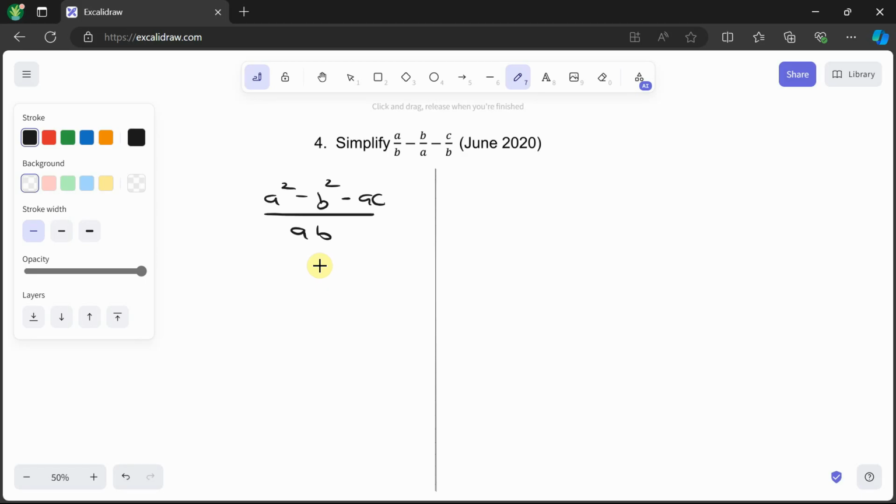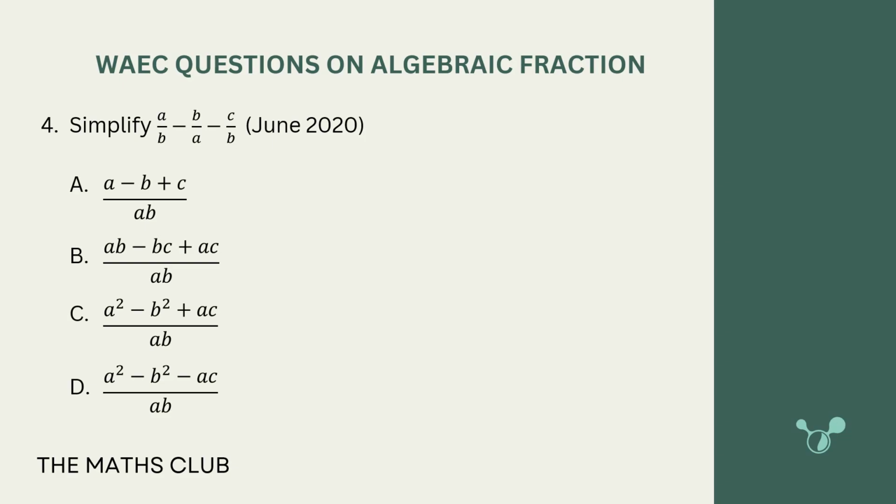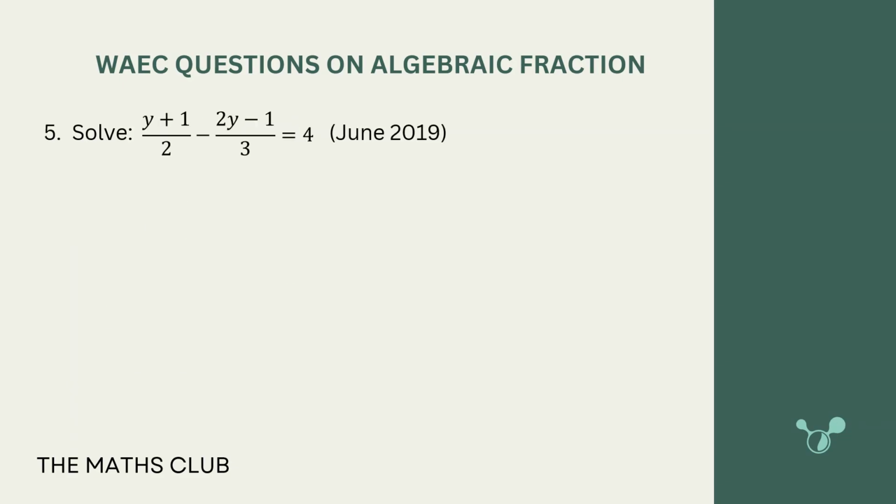So this is basically what we have. If we look at what we have, there is no other way that we can simplify it any further. There is nothing we can do to simplify it any further, right? So we can just say this is our final answer. Let's see if our answer is correct. That will be option D. Next one says that we should solve y plus 1 over 2 minus 2y minus 1 over 3 is equal to 4.